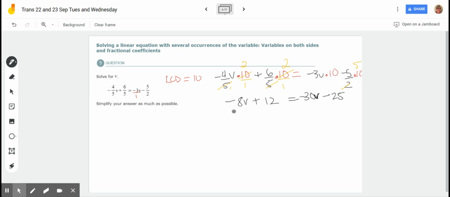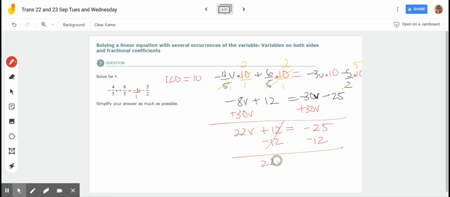All right, now we just have a problem with variables on both sides. Okay, again, I told you I am prone to moving left to right. A lot of times kids like moving the higher number over, which is kind of like what's happening here, because it keeps it positive. You get 22v plus 12 equals negative 25. Subtract 12 from both sides because we got to get rid of it before we divide, remember. Negative 37 divided by 22. V is equal to negative 37 over 22.